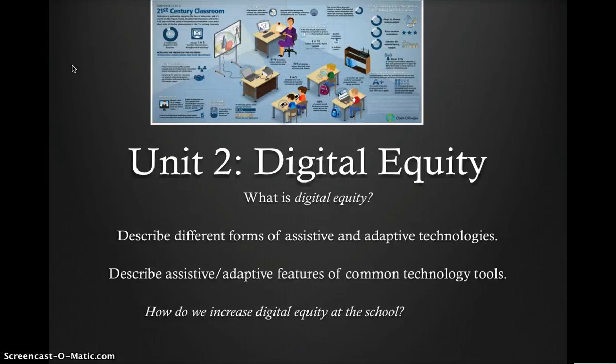Alright everyone, this is Unit 2 of our workshop on digital citizenship, and this is about digital equity. In this screencast, we will discover what is digital equity. We will describe the different forms of assistive and adaptive technologies. We will describe assistive and adaptive features of common technology tools. And we will answer the question of how do we increase digital equity at the school.